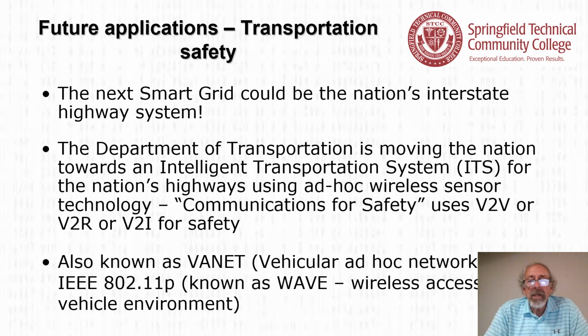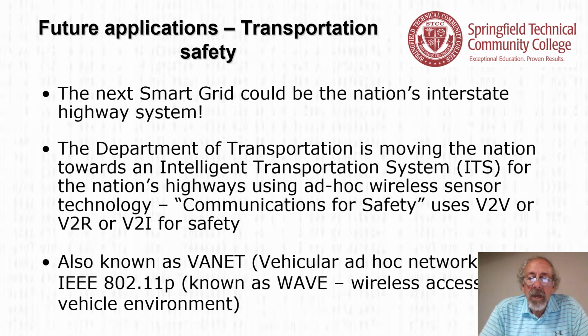The next smart grid could be the nation's interstate highway system. The Department of Transportation is moving the nation towards an intelligent transportation system, called ITS, for the nation's highways using ad hoc wireless sensor technology. Call this Communications for Safety, which uses V2V, V2R, or V2I for safety. We talked about V2V as vehicle to vehicle, V2R is vehicle to roadside, and V2I is vehicle to infrastructure.